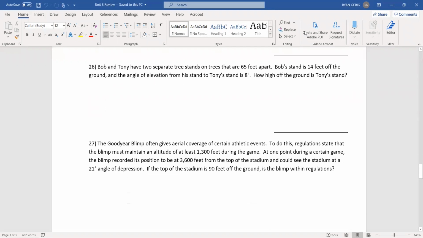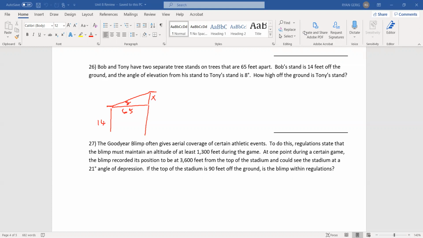Bob and Tony have two separate tree stands on trees that are 65 feet apart. Bob's stand is 14 feet off the ground, and the angle of elevation from his stand to Tony's stand is 8 degrees. How high off the ground is Tony's stand? All right, so we've got a stand here and a stand here. Okay, they're both up a certain distance. We know that they're 65 feet apart, so that's this. Bob's stand is 14 feet off the ground, so that's this. The angle of elevation from his stand to Tony's stand is 8 degrees.